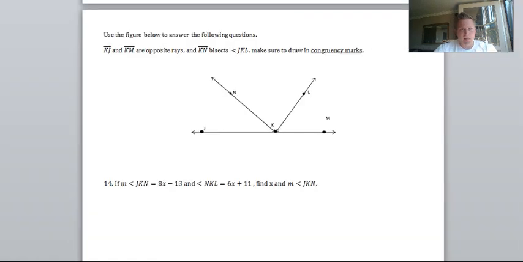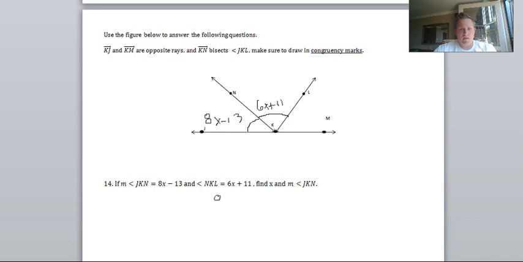Alright, next one says KJ and KM are opposite rays, awesome, and KN bisects this angle that we have here. So remember, when it bisects it, it cuts this angle in half. So let's make sure that we draw those congruency marks, because now it tells me that JKN is 8x minus 13, and NKL is 6x plus 11. We have these congruency marks right here, so we know that they're equal to each other.